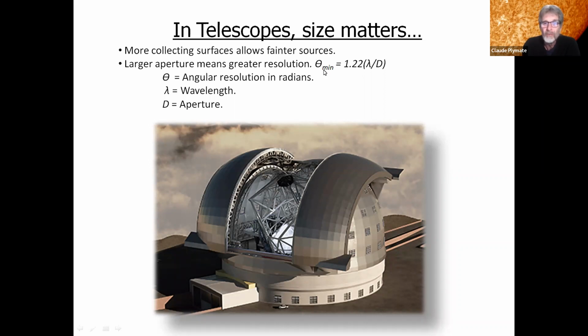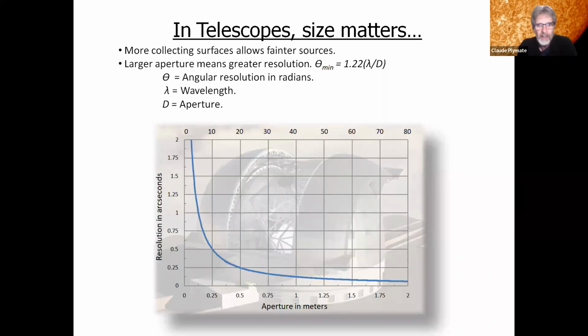The minimum angle resolvable is equal to 1.22 lambda over D. And that's if the angle is in radians and wavelength and aperture are in the same units, whatever that is. Now, if I convert that into arc seconds of resolution, here we have resolution in arc seconds on the vertical axis, and on the horizontal axis, we have aperture along the bottom in meters, along the top in inches.